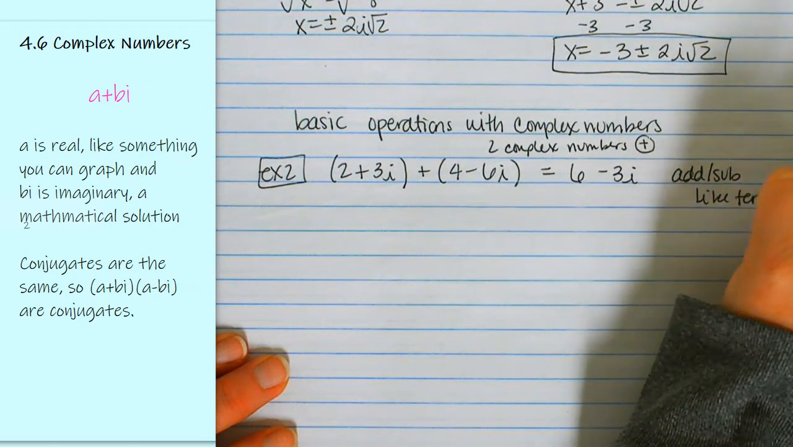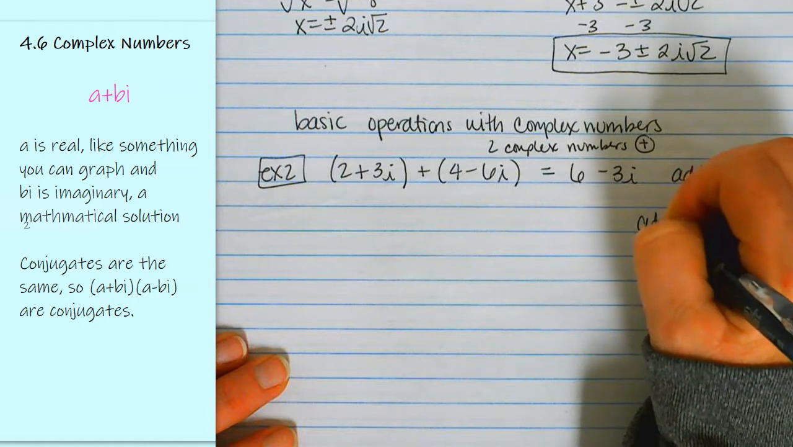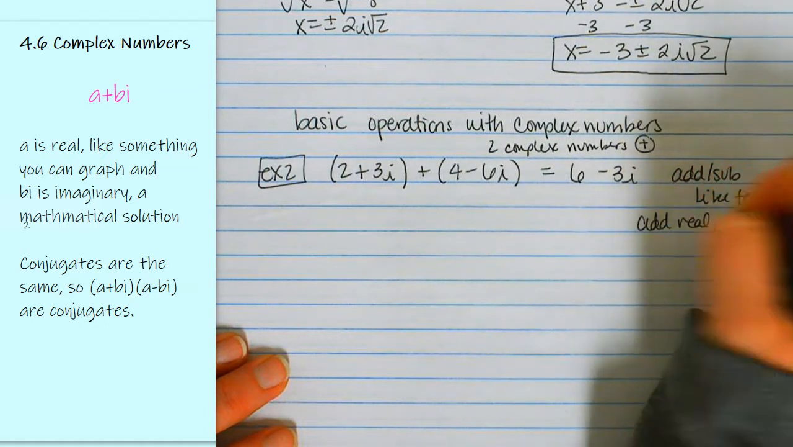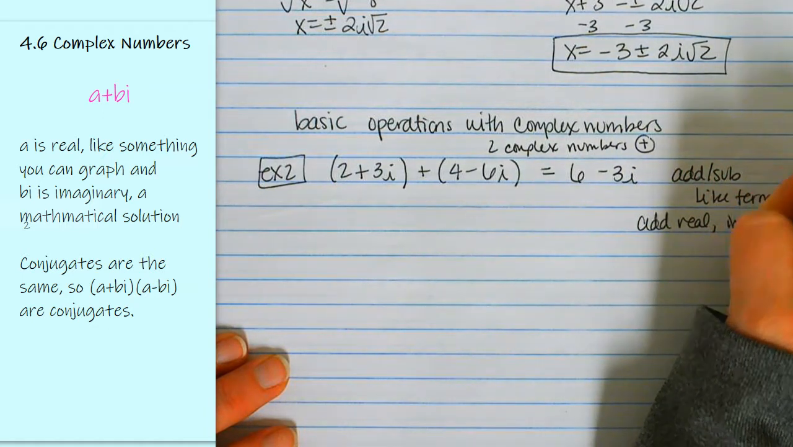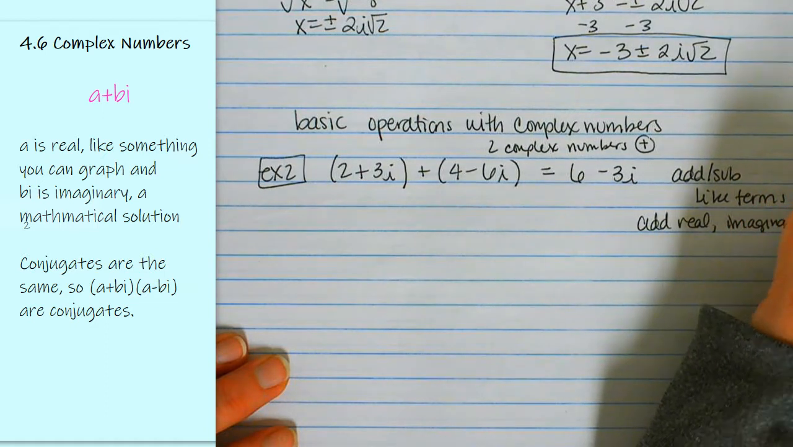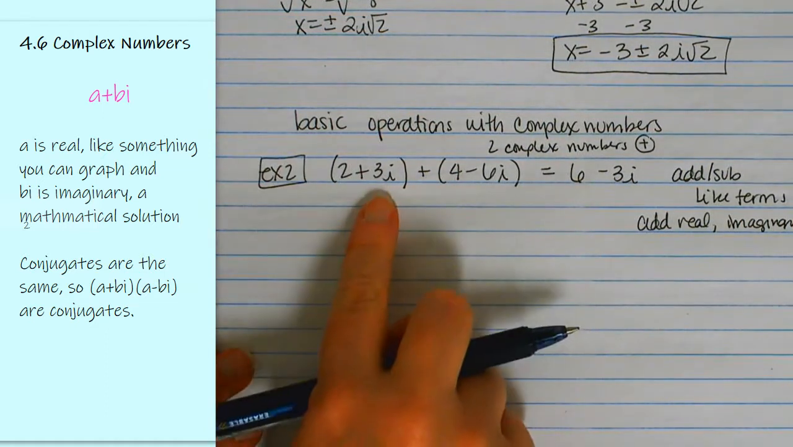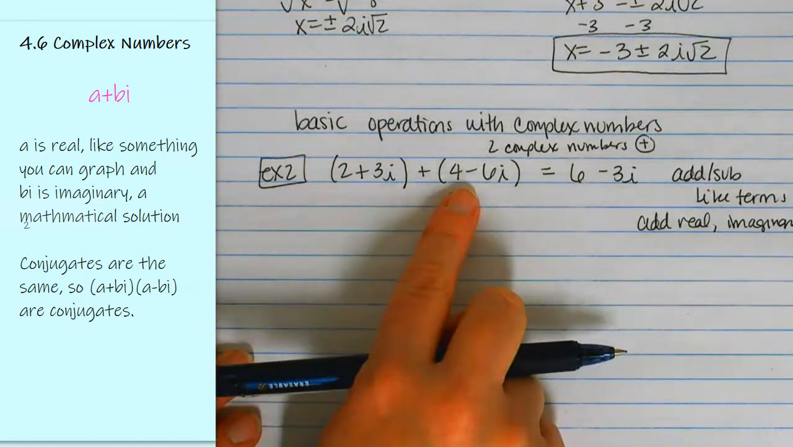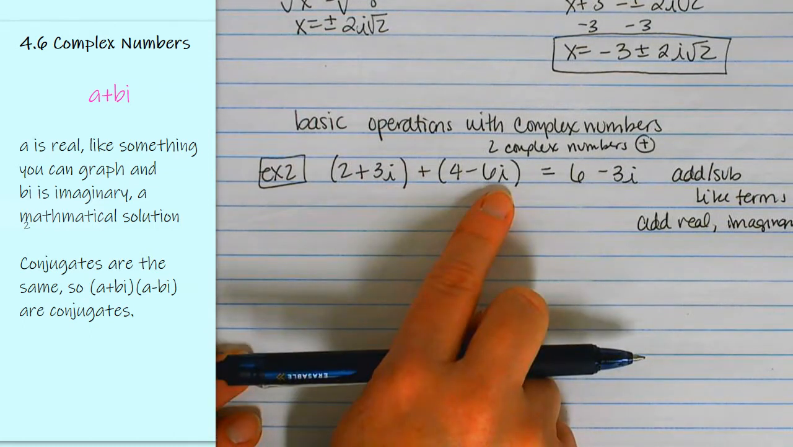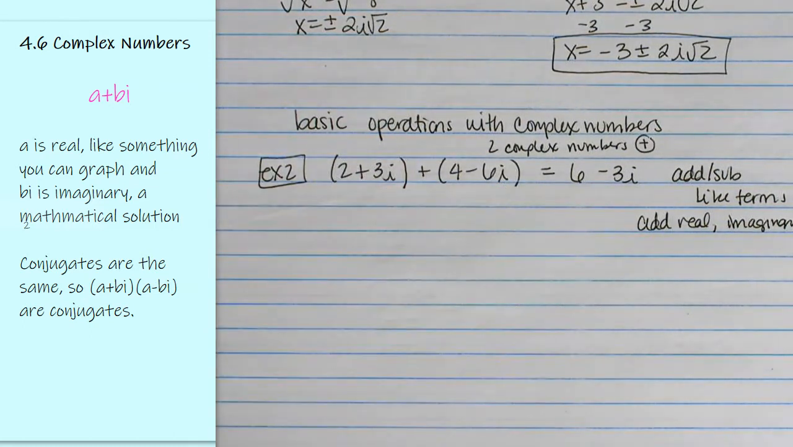You add the real or subtract the real, and then you add or subtract the imaginary separate. So it's just like if you considered this to be an x, you would add the whole numbers together and then you would put the x values together. They work exactly the same way. The difference is when you get to multiplication.